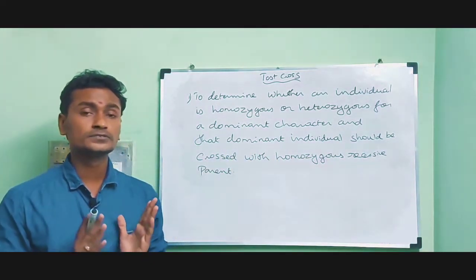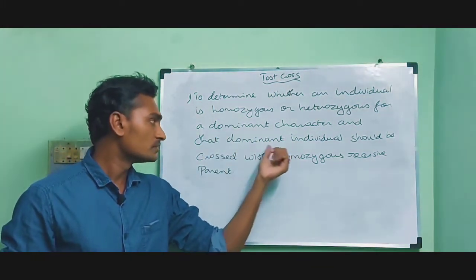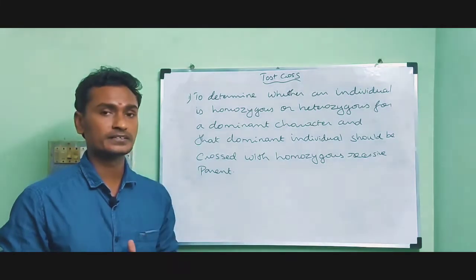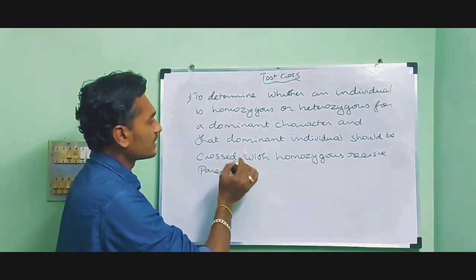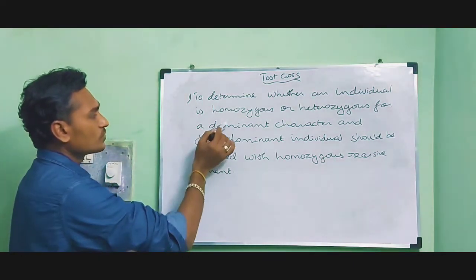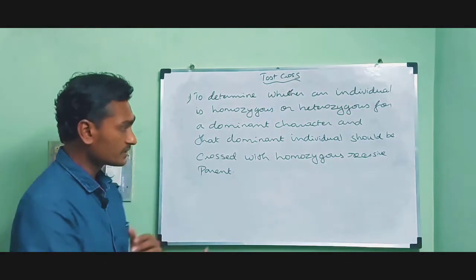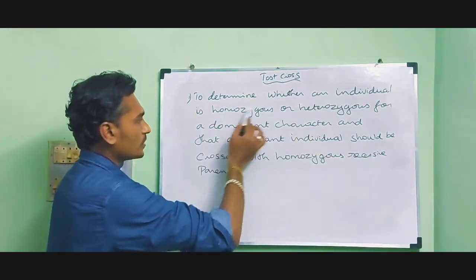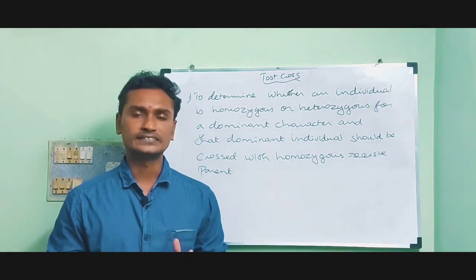Why do we have to cross the dominant individual with the homozygous recessive parent? Because then only we can predict the genotype of the dominant character, and that cross is called test cross.